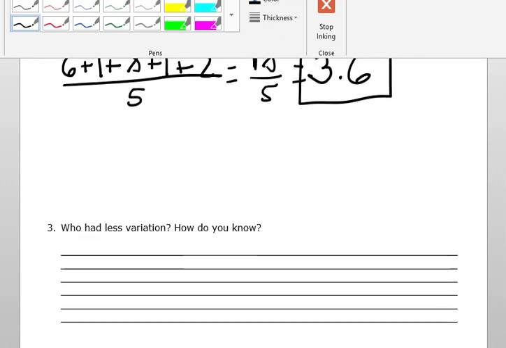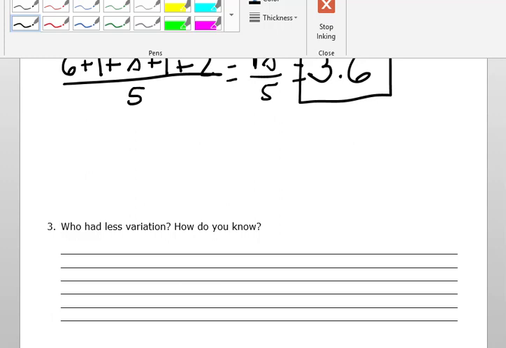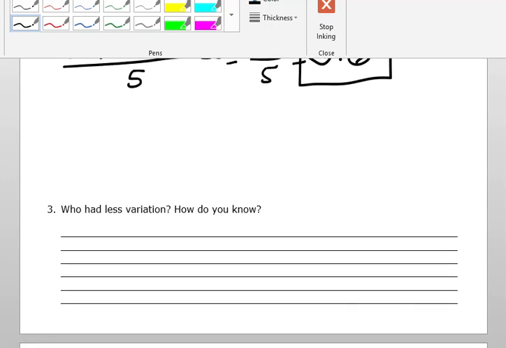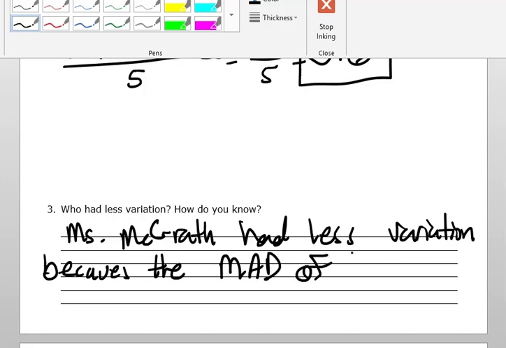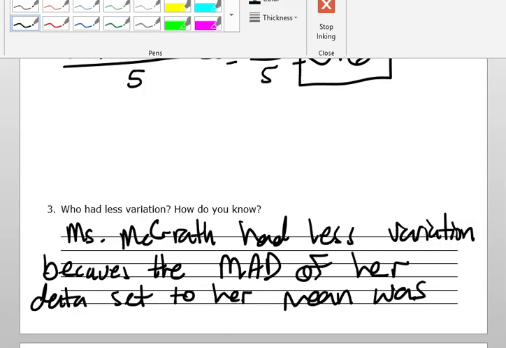Okay. So who had less variation? And how do I know? Okay, well, Miss McGrath had less variation because the mean absolute deviation of her data set to her mean was smaller.